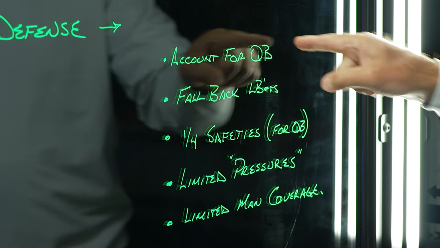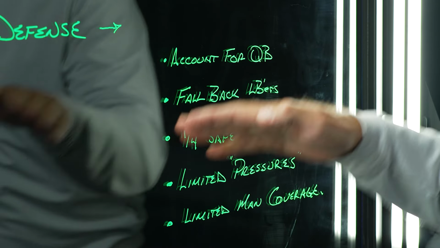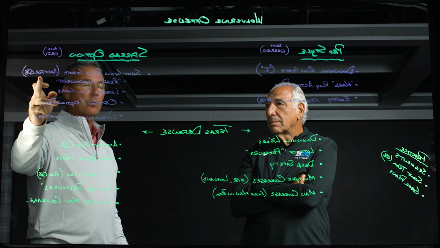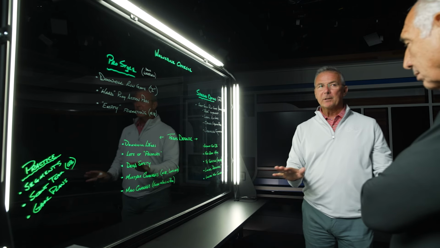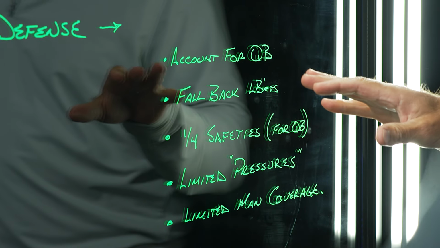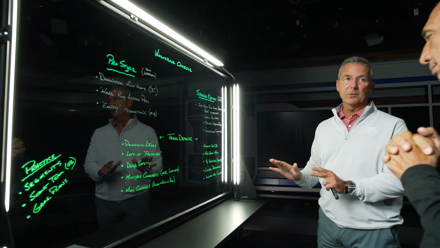How do you defend it? You account for the quarterback. You fall back linebackers. You don't want downhill linebackers to match the lateral run game. Quarter safeties, why? Account for the quarterback. Right. Have the safeties down, account for the quarterback. You don't want to blitz spread offense. You know why? Because of option. If you get it on the outside, it's out. And man coverage, when you have an athletic quarterback, you don't want to play much man coverage.